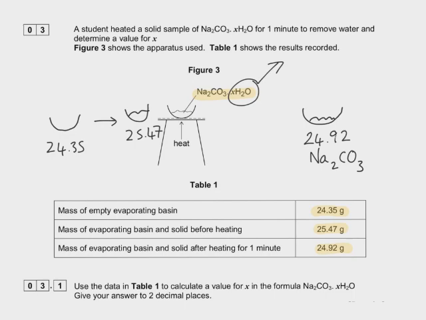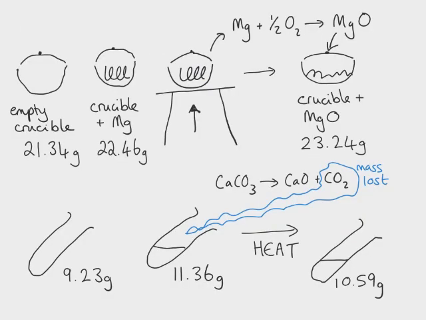So what that shows me is if I do 24.92 take 25.47, that's the water, because that's what was lost during this practical. And if I do 24.92 take away 24.35, that's the sodium carbonate.